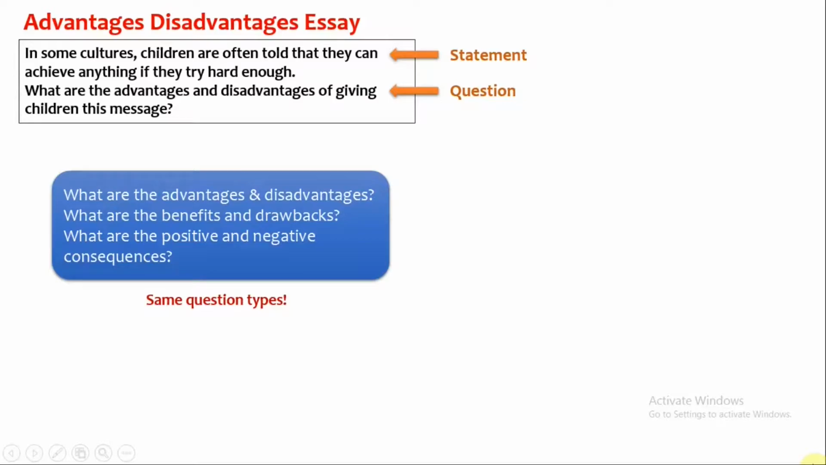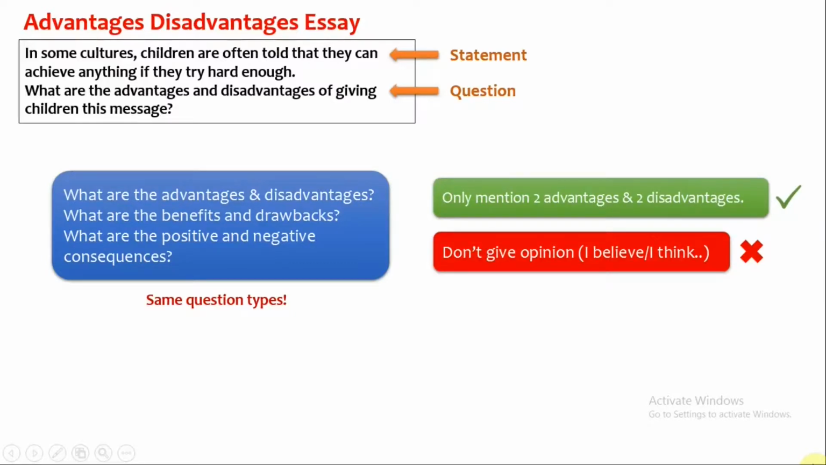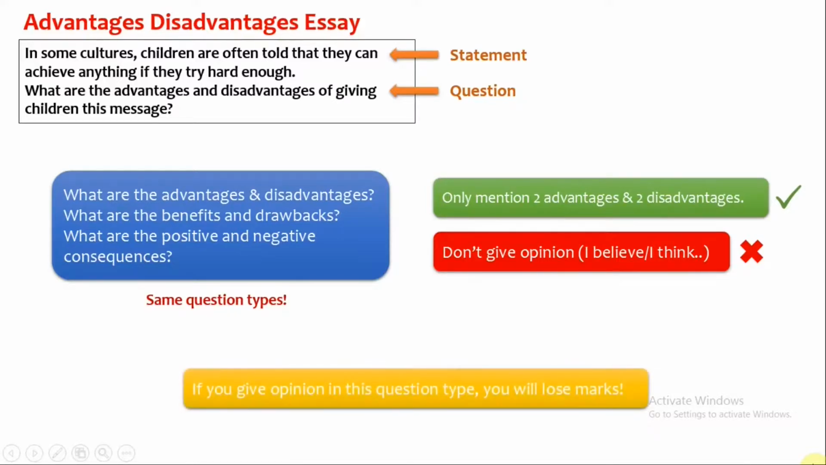First point to remember is that what are the advantages and disadvantages? What are the benefits and drawbacks? What are the positive and negative consequences? All these mean the exact same thing. When you get either of these questions, remember to mention two advantages and two disadvantages because the question is in plural form. Do not give your opinion and don't use phrases like I believe, I think, because the question did not ask for your opinion. If you give your opinion in this question type, you will lose marks.